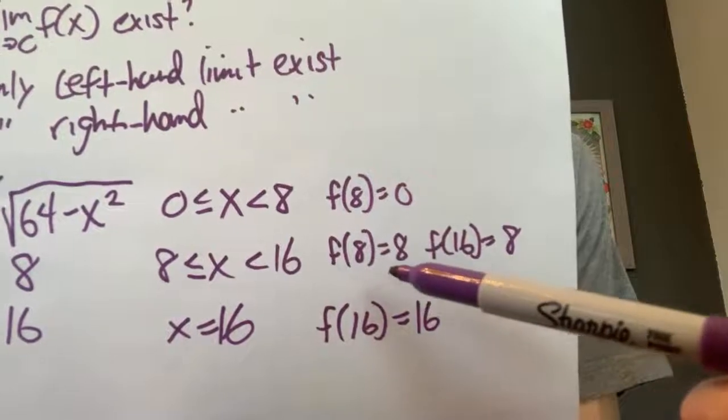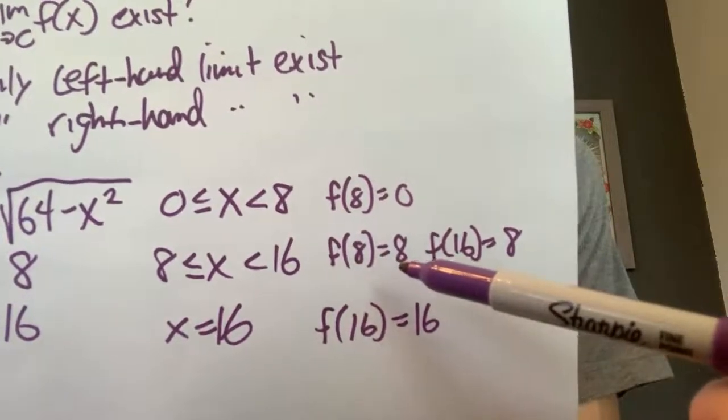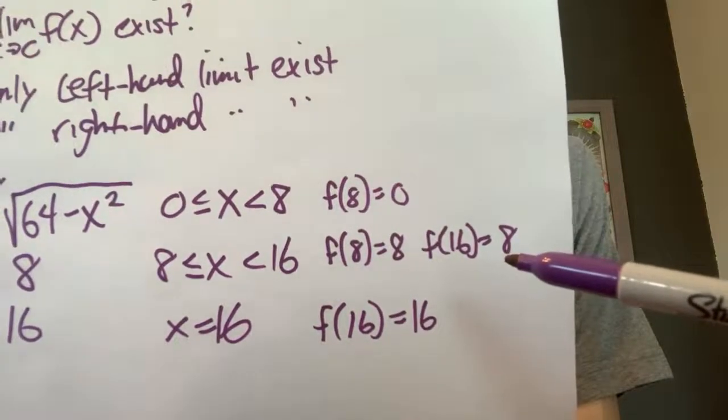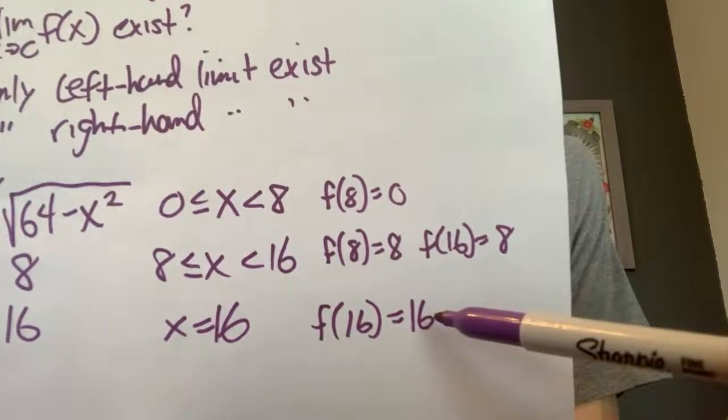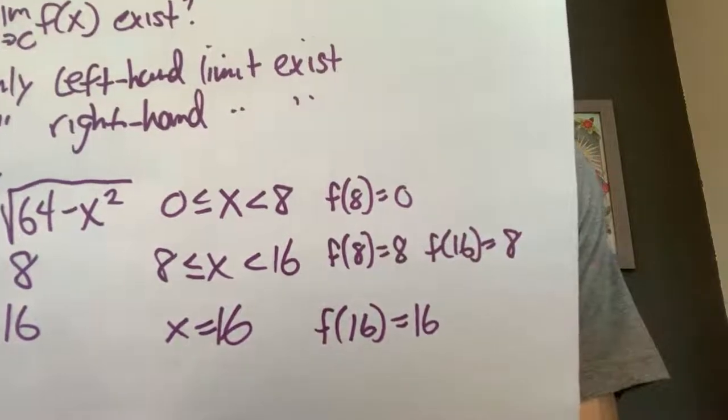So then the actual function is 8 all the way up to x equals 16. And then it jumps again. So these are the y values. It's jumping from 0 to 8 to 16. So we're kind of expecting there to be issues at those points. So when does the limit as x approaches c of f of x exist?